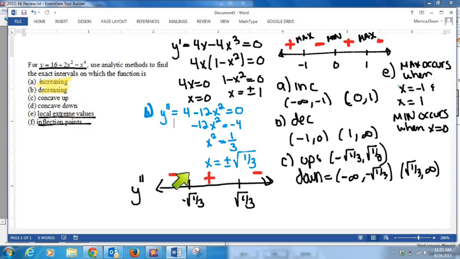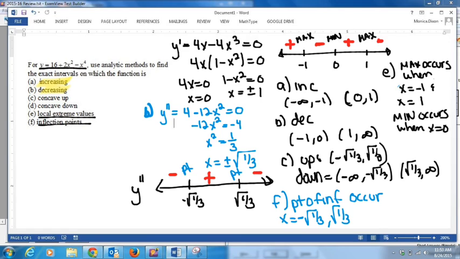So notice that I go from negative to positive. So I'm going from concave down to concave up, concave down. So I have 2 points where my point of inflection occurs. It occurs at negative square root of 1/3 and 1/3.